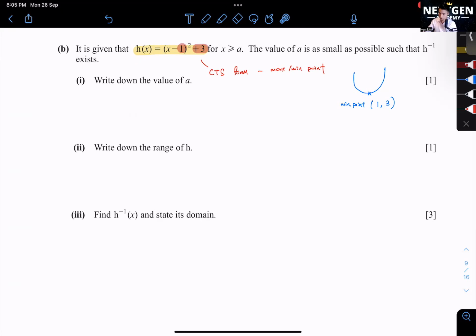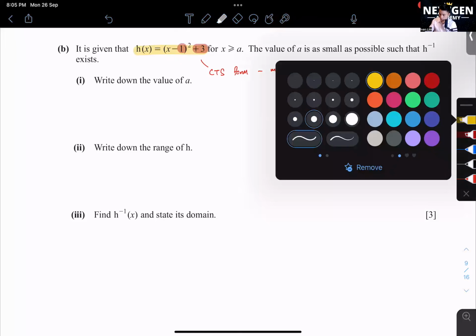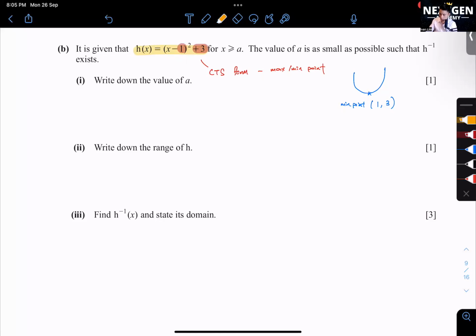Okay. If you all look here, you have to understand this statement also. Why is the answer, for 1 mark, for those who wrote the answer A equals 1, why did you write it? What's the explanation? I want you all to think, it's actually related to this statement: the value of A is as small as possible such that H inverse exists. What does it mean, such that H inverse exists?